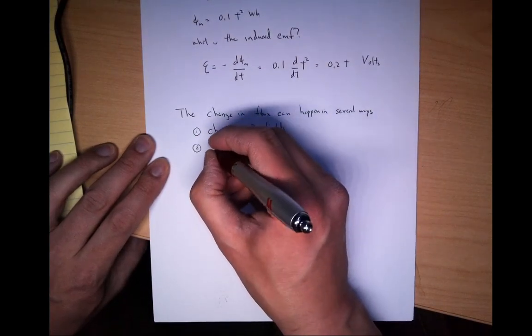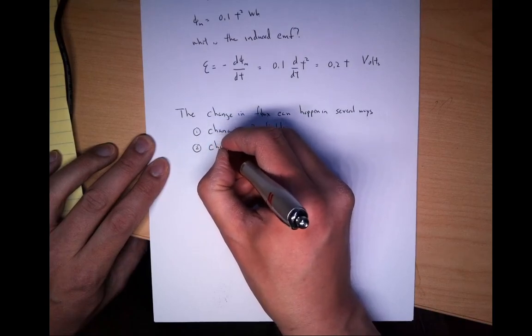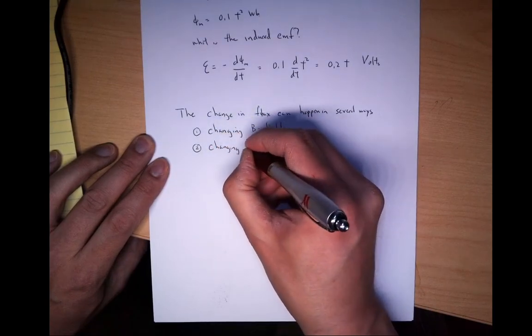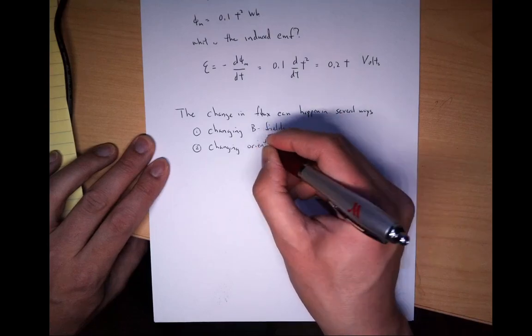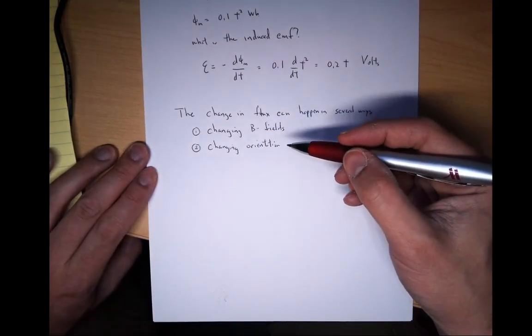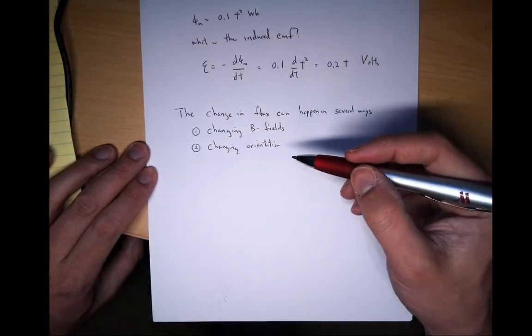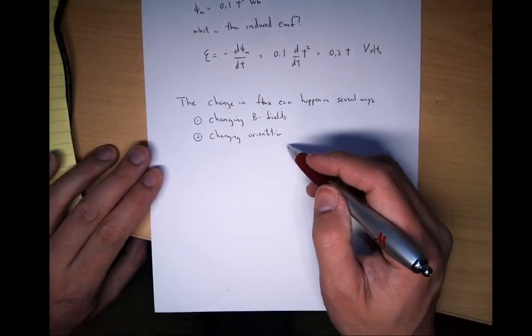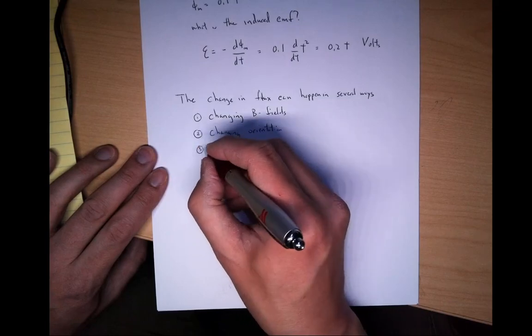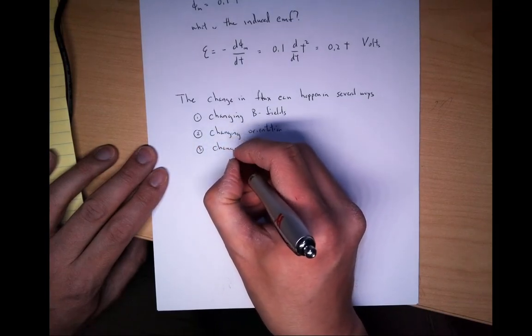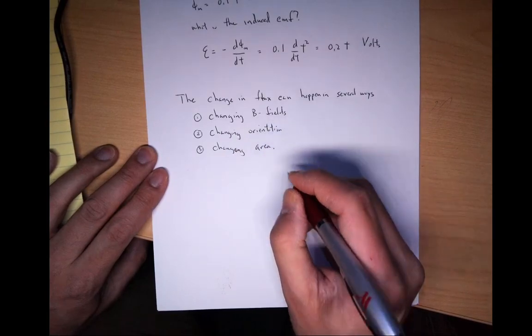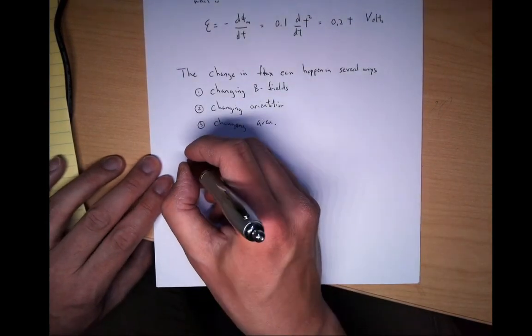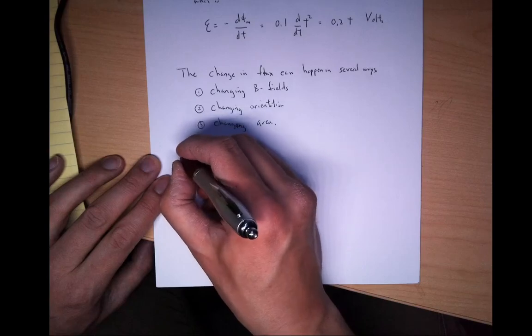Second way is changing orientations. So first case, basically the B field can change. Second way is the n hat vector can change, or the surface changes. And number three, changing the area. Okay, so let's do the first one, right? Changing B field.